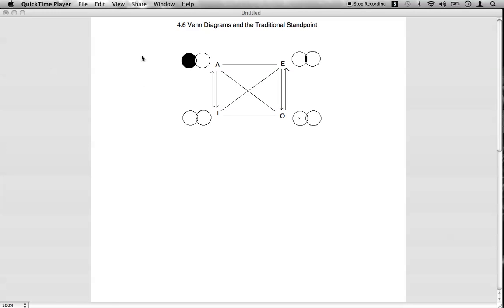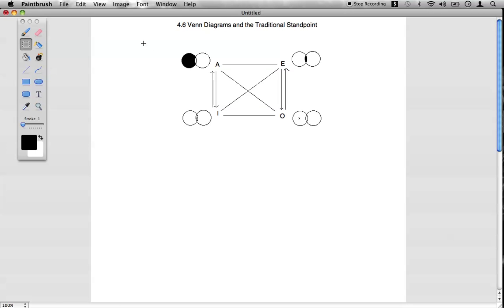Okay, so you can see here I've created a little image file to talk about 4.6 Venn diagrams from the traditional standpoint. What we have here is our A, E, I, and O. This is basically the traditional square of opposition, but up here are our normal Venn diagrams, in which this statement says that all of the S's are P, namely all of the things in this region are also part of this class.